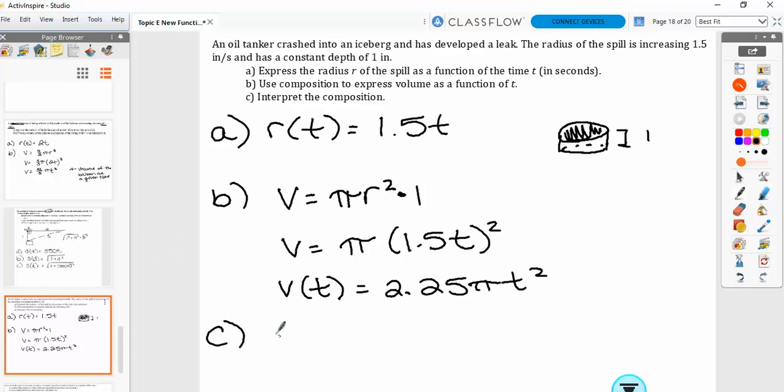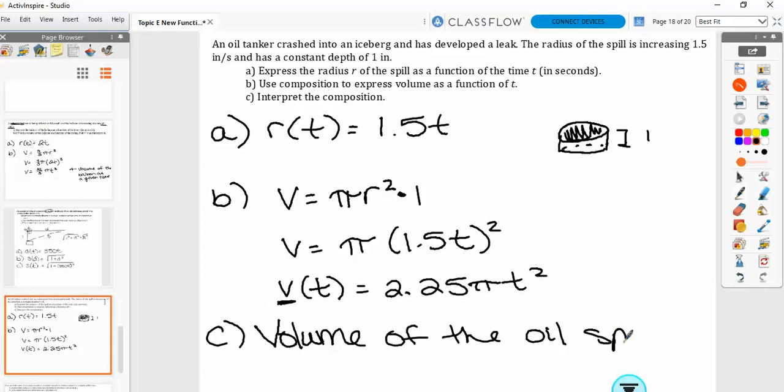So interpret it. What does this tell me? That the soup can is growing. So V is the volume, so this gives me the volume of the oil spill. Is it an oil spill now? Yeah, I mean I used V. It's been an oil spill the whole time. I used a soup can to try to explain my drawing.